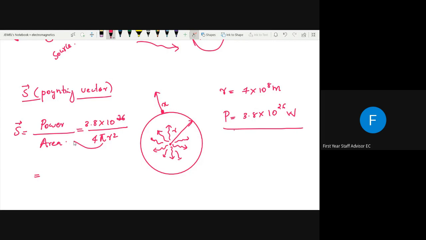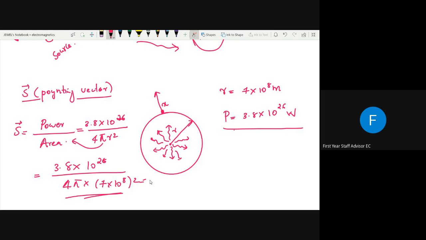But this is the surface area of sun, or we can say surface area of imaginary sphere we are considering. So we can say the value of Poynting vector is given as 3.8 into 10 raised to 26 by 4 pi into r square, 7 into 10 raised to 8 whole square. ഇതിന്റെ വാല്യൂ എത്രയാണെന്ന് അറിയില്ല. This is how you find the value of Poynting vector from a source of electromagnetic wave.